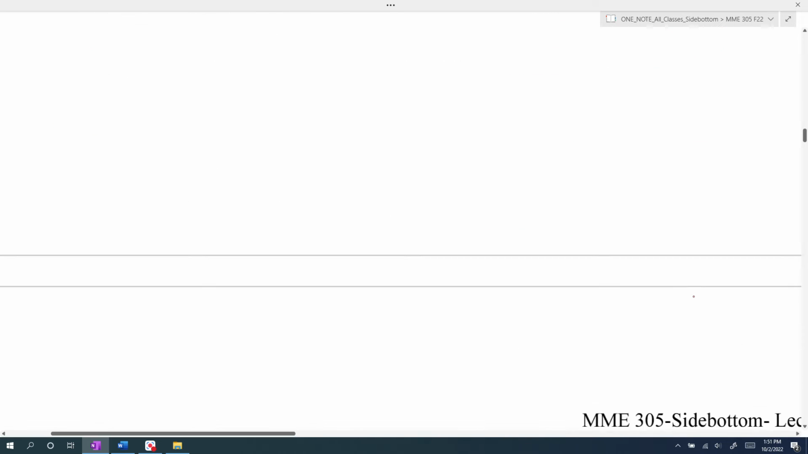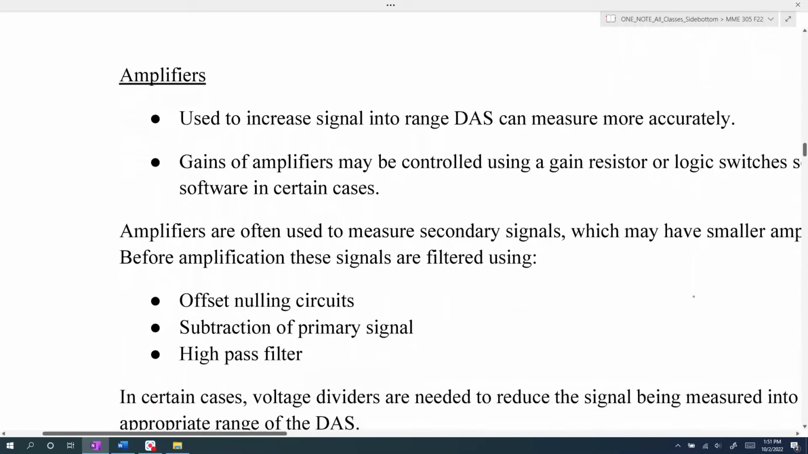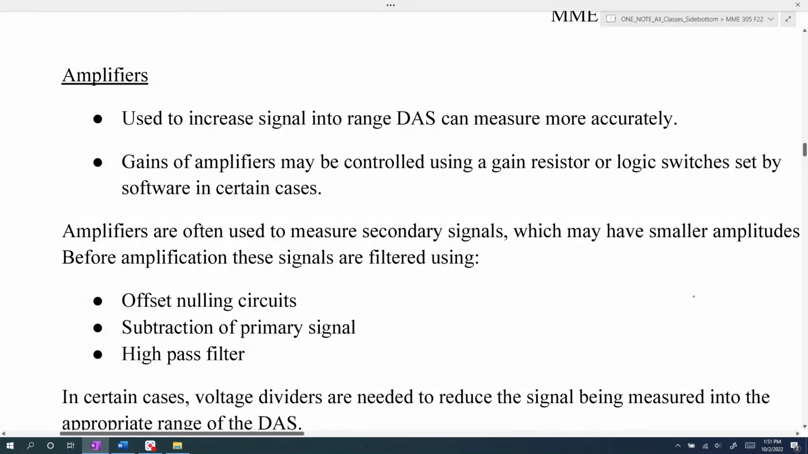In addition to filters, typically we have amplifiers in the signal conditioning phase. All right, so you can typically increase the signal for the data acquisition system there, and the gains of amplifiers can be controlled using a gain resistor or logic switches set by software. So it depends on the type of amplifier that you have, right? We used those already for the load cell, and we'll use them again going on in the class as well.